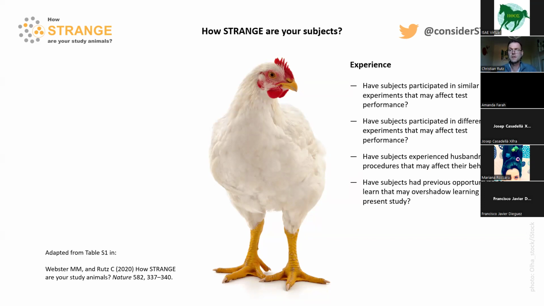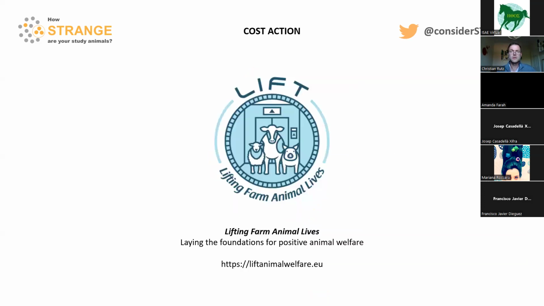Have subjects participated in different experiments that may affect test performance? They may have learned something by being tested earlier, by being exposed to similar experimental setups. Have subjects experienced husbandry procedures that may affect their behavior? Or have they had previous opportunities to learn that may overshadow learning in the present study? All of these are really important considerations, I believe.